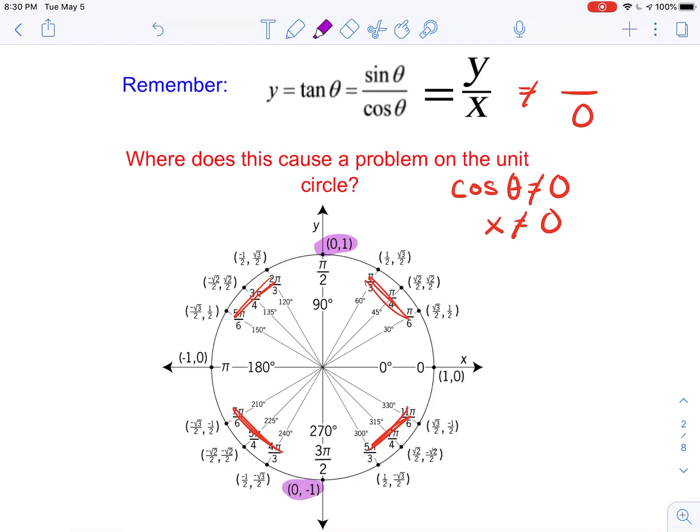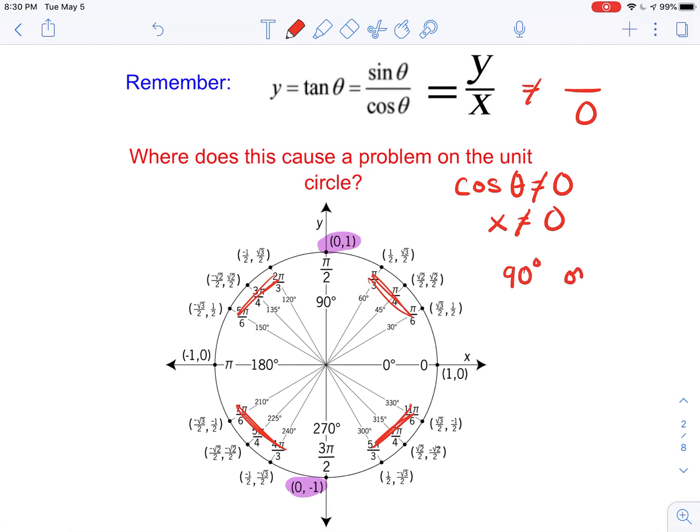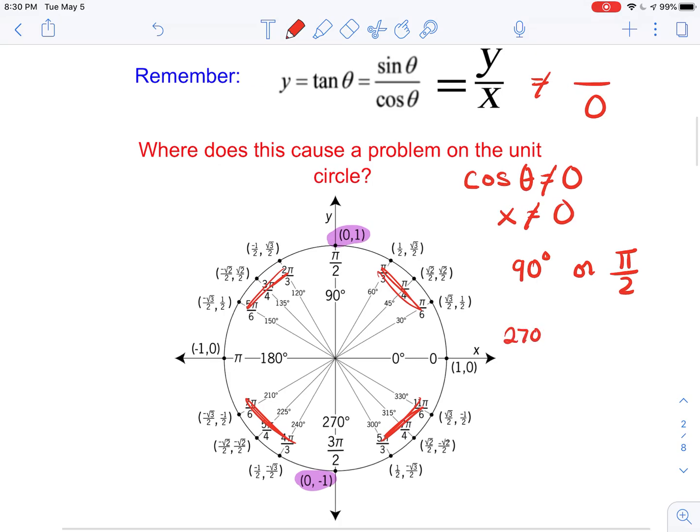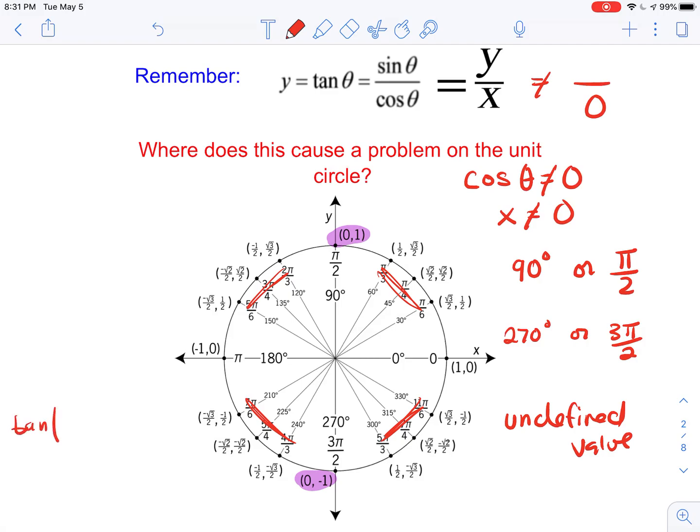So which points on my unit circle are going to cause us the most problems? Well, that's this point right there, because that has an x value equal to 0. And this point right there for the same reason. So what angles have tangents that are not able to be calculated? And that's going to be 90 degrees, or in radians, pi over 2. And we're going to be sticking more with radians as we move forward. And 270, or in radians, 3 pi over 2. Okay, so anytime we get those answers, we're going to end up with something that is an undefined value.